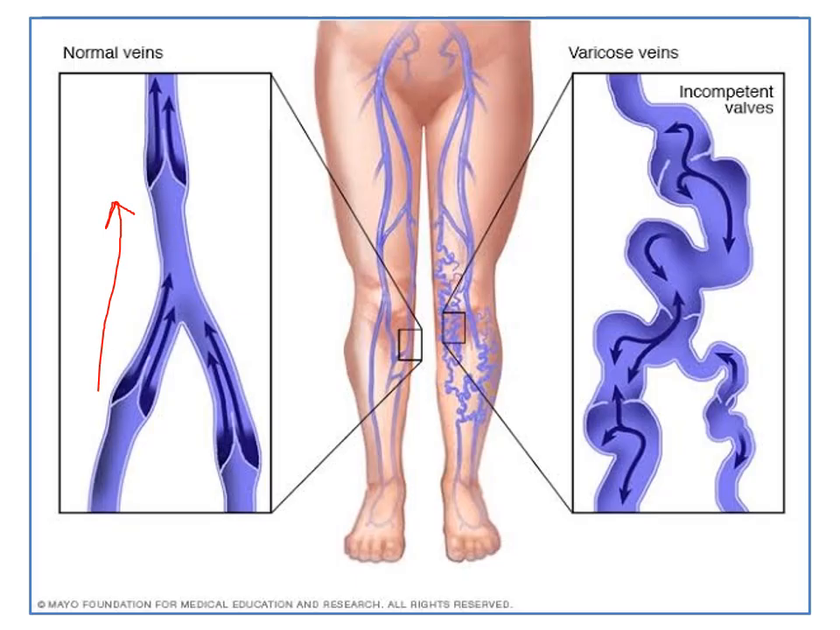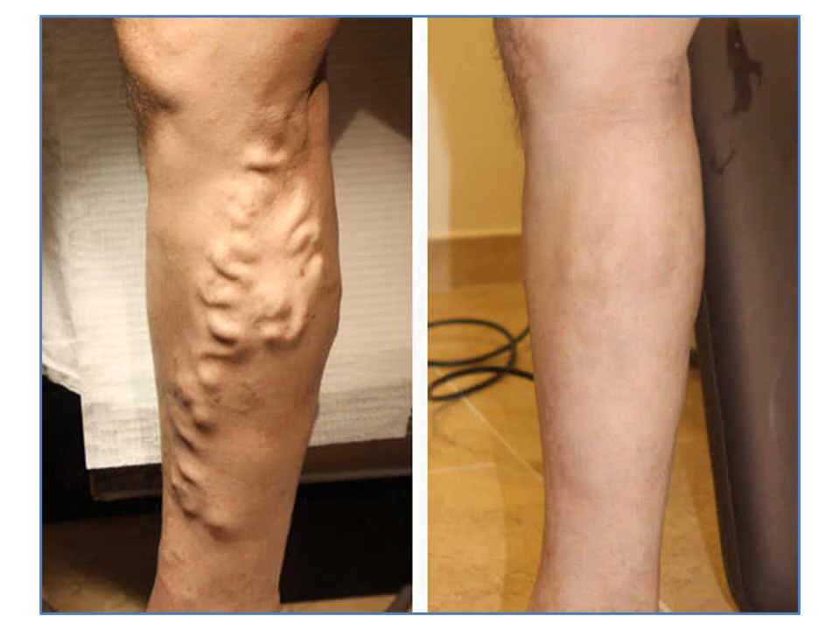In the case where we have incompetent valves, where the valves are not functional, we have what we call a bidirectional flow of blood. Instead of blood flowing from distal to proximal, we have a backflow of blood from proximal back to distal, and as a result, we have blood accumulating within the veins. This accumulation of blood in the veins is what leads to the dilatation that we see, and that is what we call varicose veins.